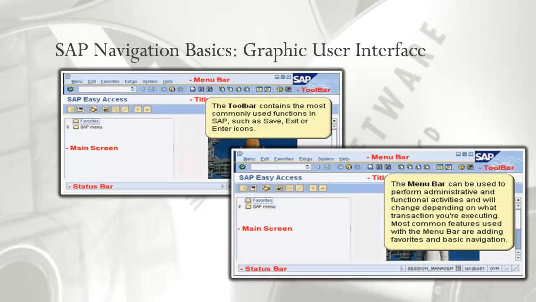Then lastly, we have the status bar. Now the status bar is located at the very bottom of the screen and displays system information, warnings, errors, and gives us activity feedback. The status provides you with data that shows the system, the client, the username, the program, and the transaction code you're currently engaged in. It also provides system messages upon the completion of transactional tasks.